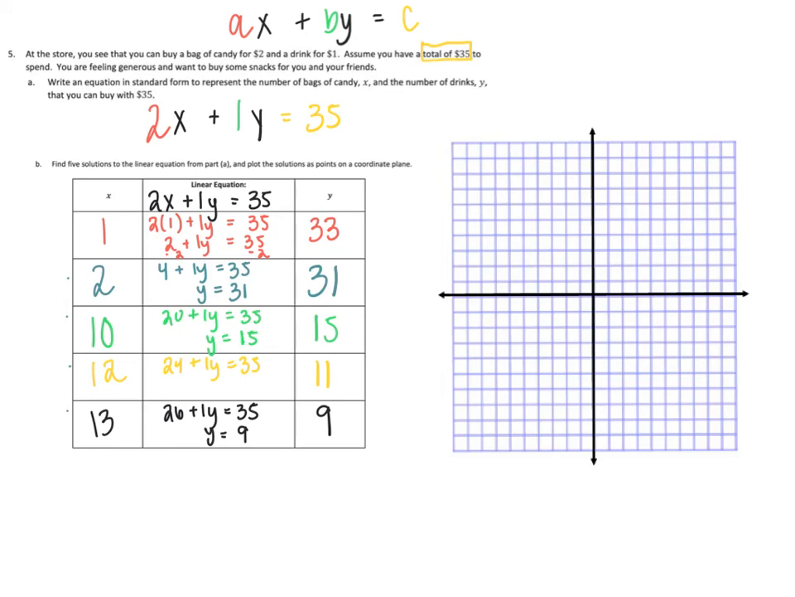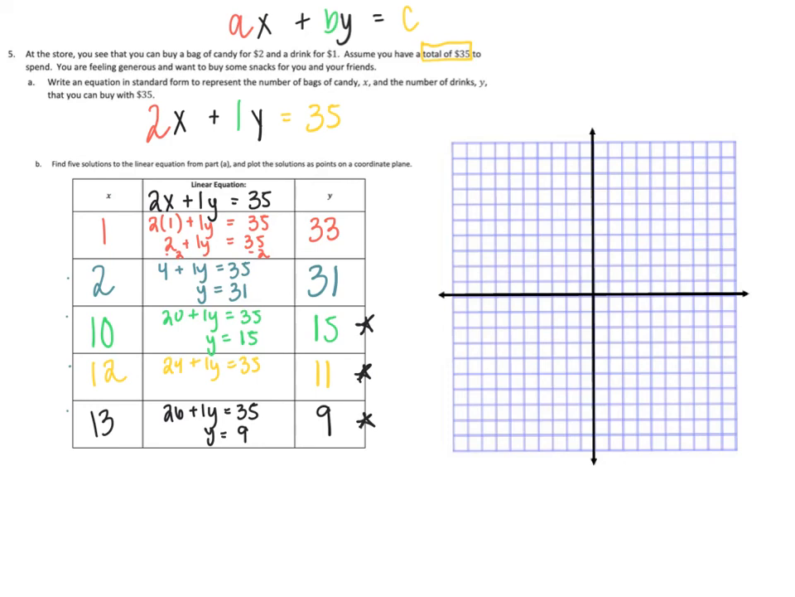I chose the x variables to be 1, 2, 10, 12, and 13. You could have chosen completely different numbers than I did. Because my numbers are so big, like I have 33, 31, 15, 13, I don't have that much space on my graph. So I'm not going to necessarily graph those numbers. I think I could probably try to graph these ones down here because they're a little bit smaller, and I could maybe stretch out my table a little bit more to graph them.